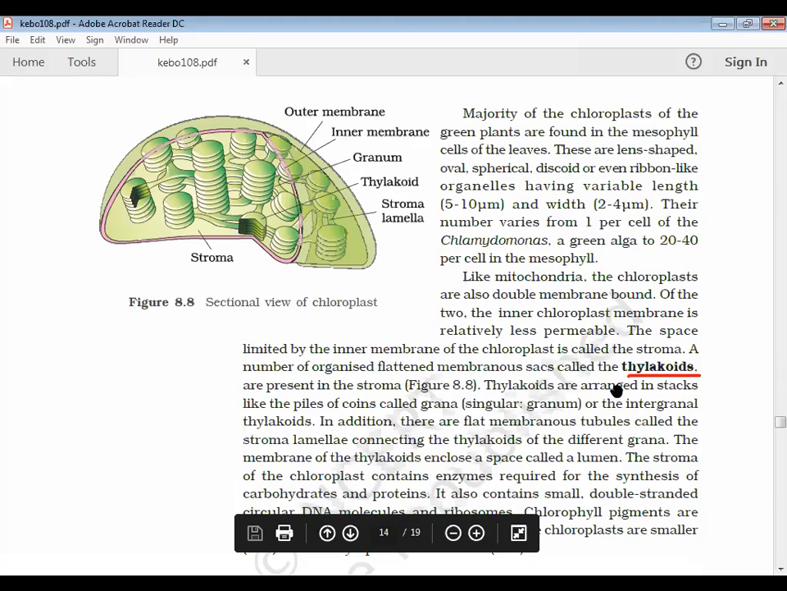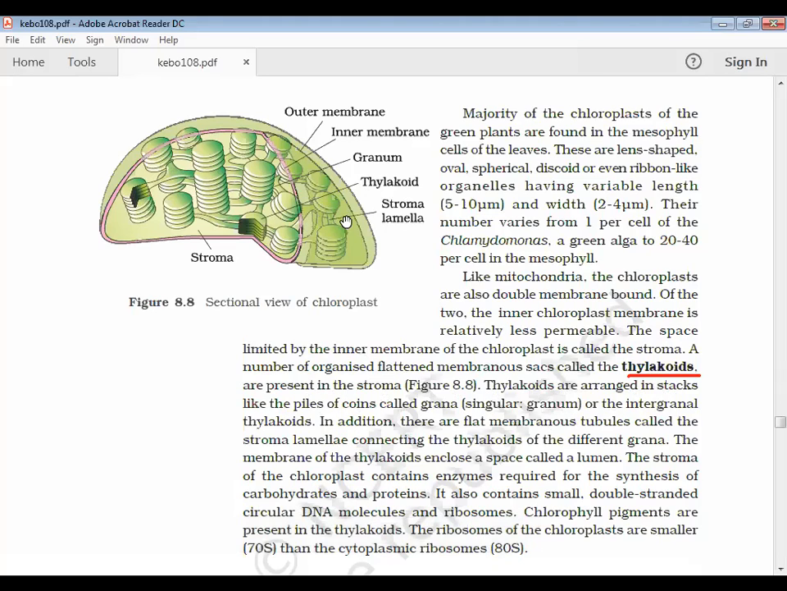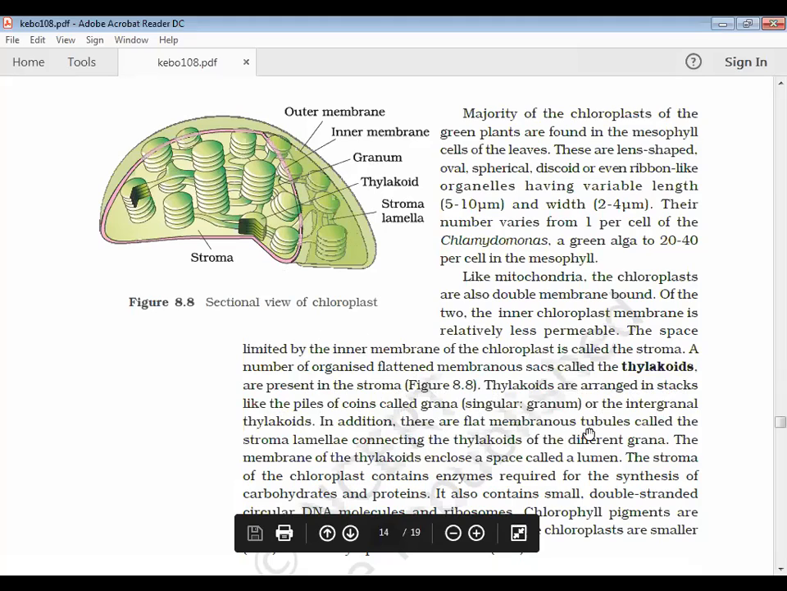Thylakoids are arranged in stacks like piles of coins called grana, singular granum, or the intergranal thylakoids. In addition, there are flat membranous tubules called the stroma lamellae connecting the thylakoids of the different grana. Here, these are the stroma lamellae connecting them.